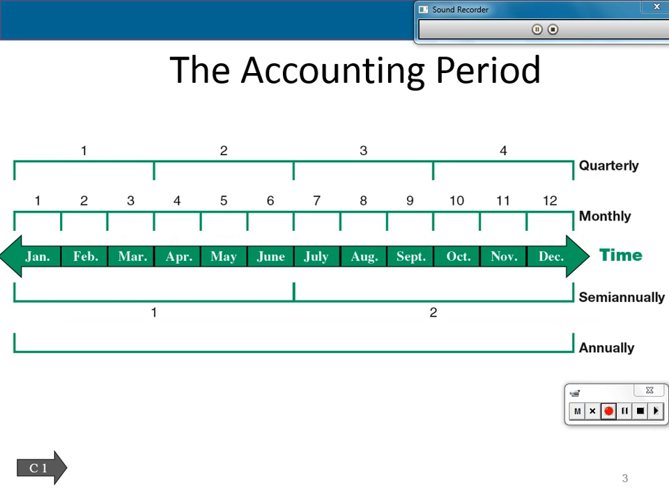So the accounting period, what's the normal accounting period? Time? Could be about the fiscal year or calendar year, right? Yeah. So it could be a period of 12 months, right?